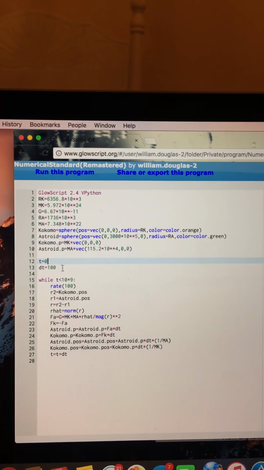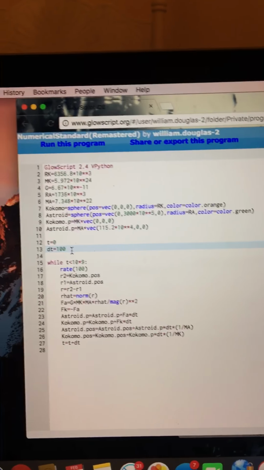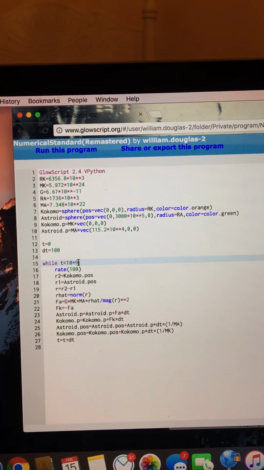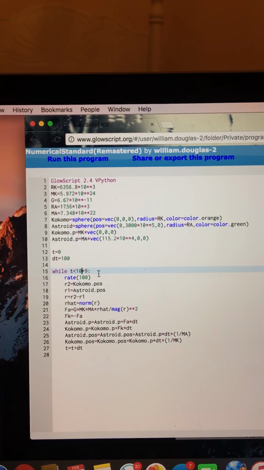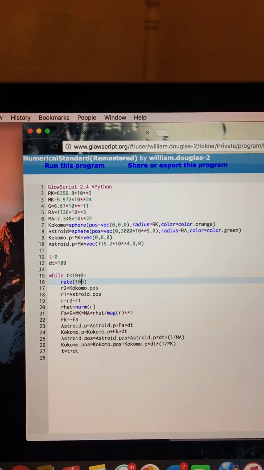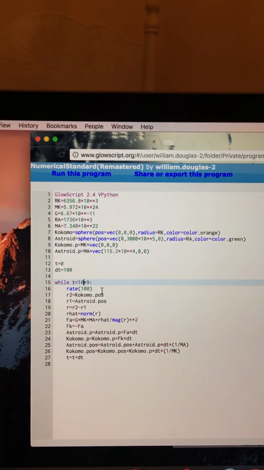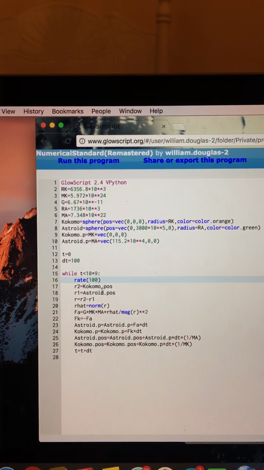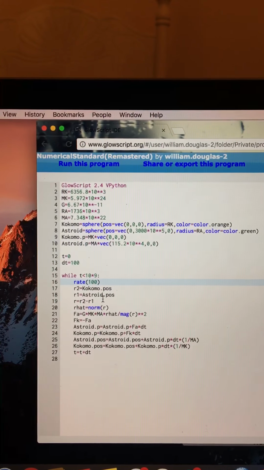I have my initial time period, and I have my change of time period that I'm going to use in my loop. In my loop, I have a cutoff point, a time period that I want the loop to last for. I want it to last for 10 to the 9th power seconds. And then I have it at a rate of 100.